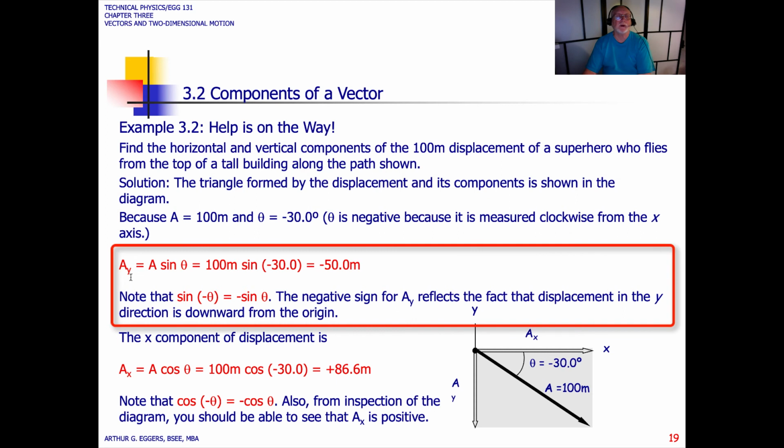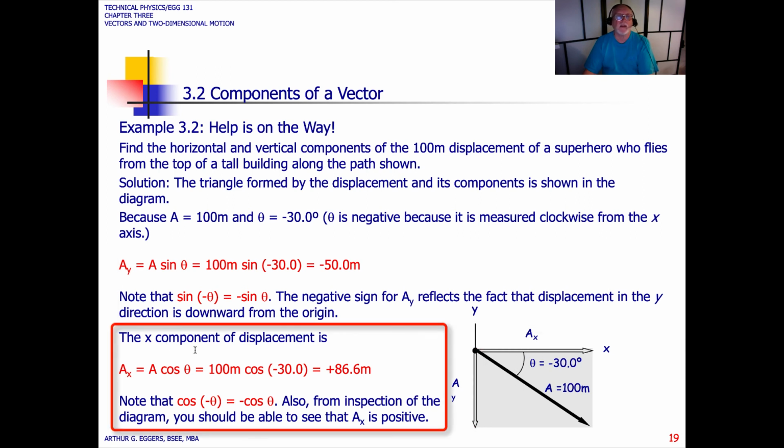So if we look at the component, a sub y is equal to a times the sine of theta. So a is 100 meters. The sine of minus 30 degrees gives me a component value for a sub y of minus 50 meters. Note that the sine of the negative angle theta is the same as the negative sine of theta, okay? Some trigonometry. If you've had some trigonometry in the past, you know that the identities tell you that that's true. The negative sign for a sub y reflects the fact that displacement in the y direction is downward from the origin. Okay, so the angle is telling you that.